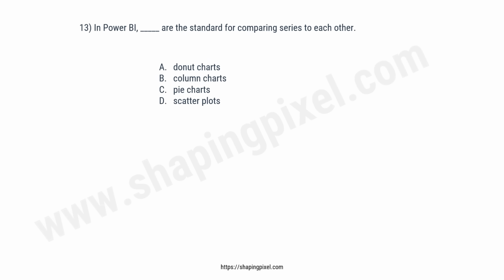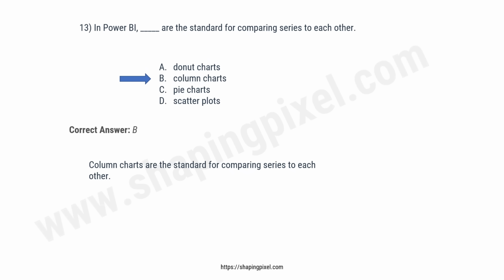Question number 13. In Power BI, dash are the standard for comparing series to each other. And we have four options: donut charts, column charts, pie charts, and scatter plots. So the right answer here is option B, column charts. Column charts are the standard for comparing series to each other.